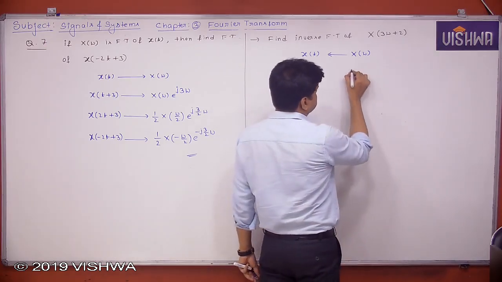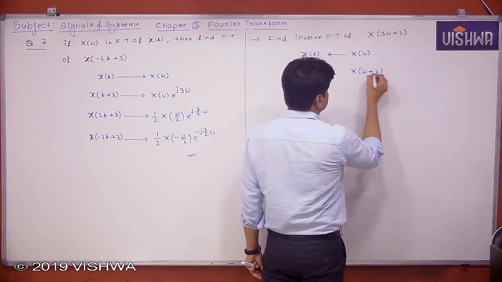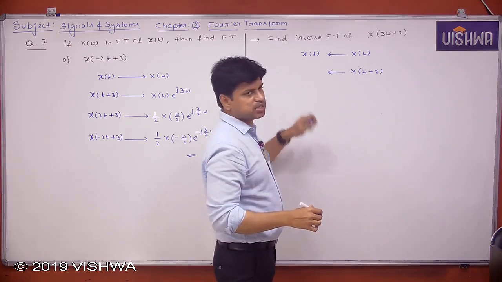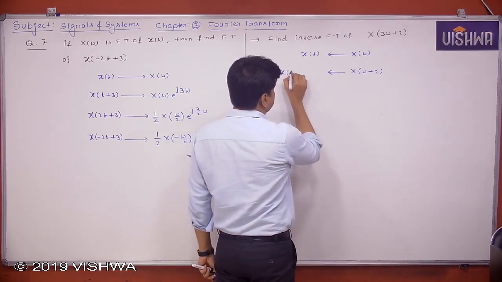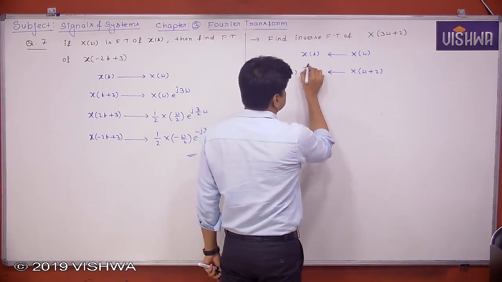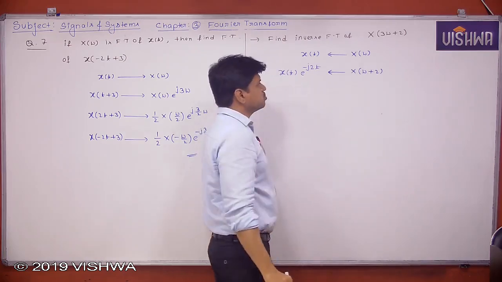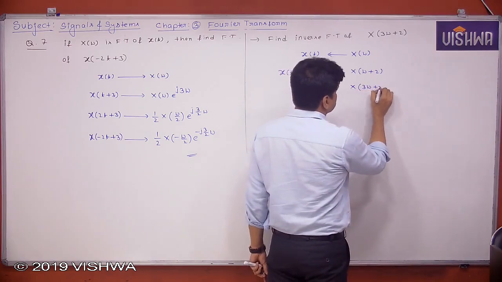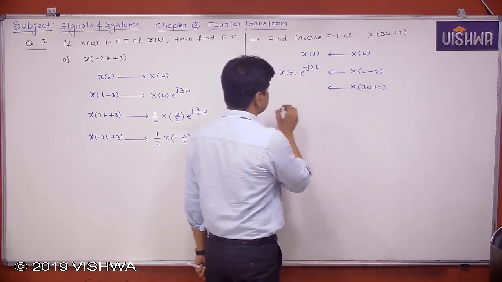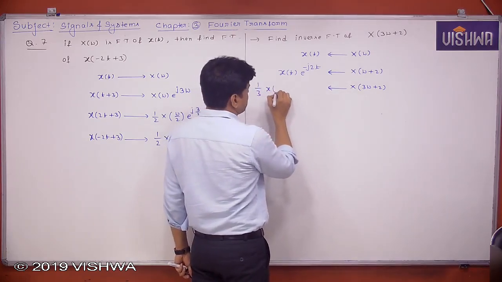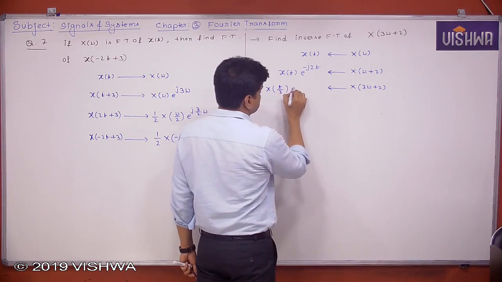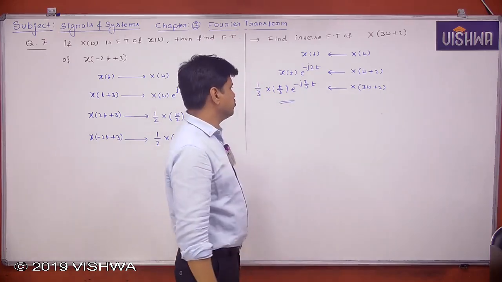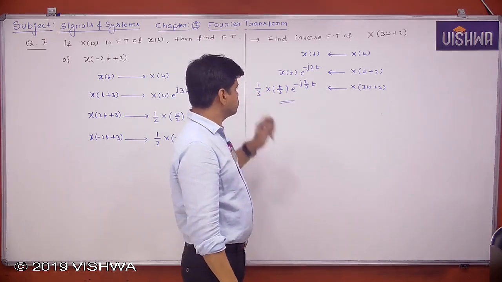One by one again. X of omega plus 2. What is the inverse Fourier transform? Shifting in the frequency domain means exponential multiplication in the time domain. So it is going to be x of t e power minus j 2t. Next, x of 3 omega plus 2. We have to divide with 1 by 3, x of, wherever t is there, replace with t by 3, e power minus j 2 by 3 t. So this is the inverse Fourier transform for x of 3 omega plus 2. Take it.